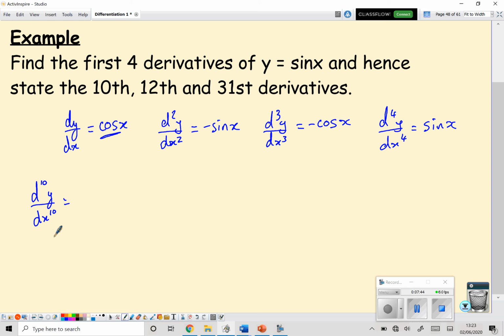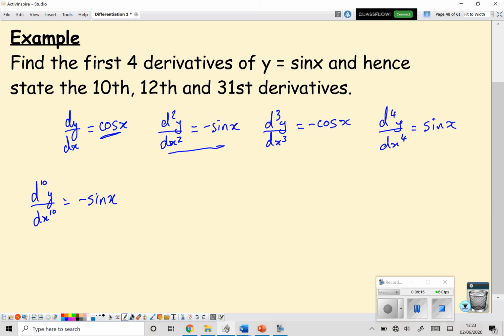So d10y by dx10, when you think about it, take those 10 derivatives, divide it by 4, that gives you 8, remainder 2, and the remainder is the part we're interested in. Since the remainder is 2, then d10y by dx10 is going to be the second derivative in the sequence. So the 10th derivative is minus sin x, right? What you don't want to be doing is writing out a big list all the way up to the 31st derivative and things like that.